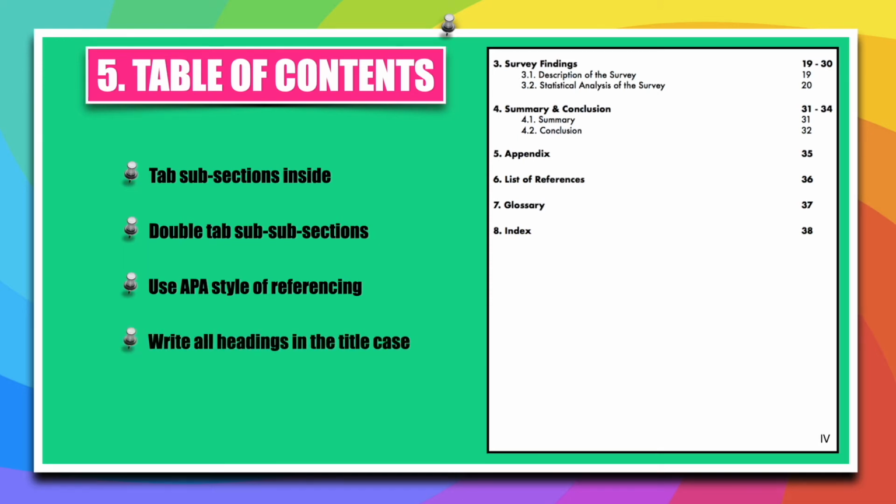While writing the headings, you must use the title case, by which I mean that the first letter of every word has to be in capitals, except for prepositions, conjunctions, and articles. As you can see here, O is in small, T is in small. Lastly, you need to insert the page numbers at the bottom. Do not forget to continue doing that.